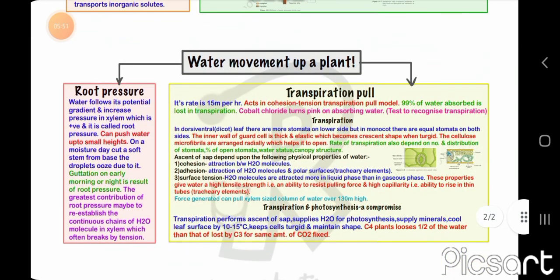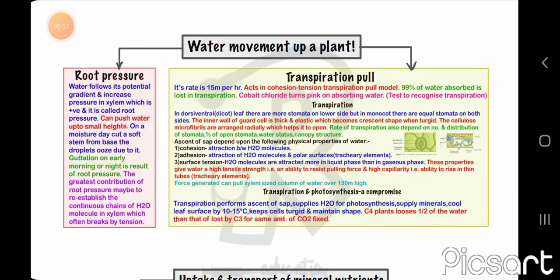Then water movement up a plant is due to root pressure and transpiration pull. Root pressure: water follows its potential gradient, increasing pressure in the xylem, which is positive, and it is called root pressure. It can push water up to small heights. On a moist day, cut a soft stem from the base and droplets ooze out due to it. The greatest contribution of root pressure may be to re-establish the continuous chains of H2O molecules in the xylem, which often break by tension.